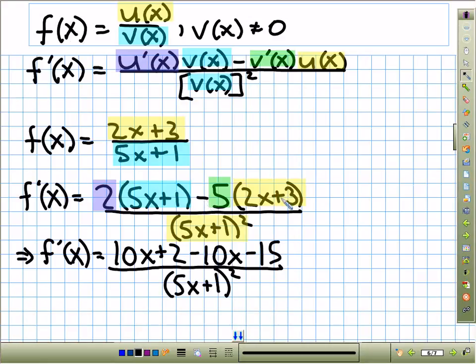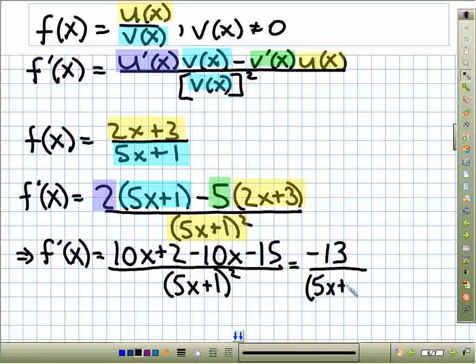So just be careful. Now, notice this positive 10x, negative 10x, cancel. Negative 15 and positive 2, that's negative 13, all over the bottom, which is 5x plus 1 squared. And there you have it. There's the derivative of this quotient using the quotient rule.